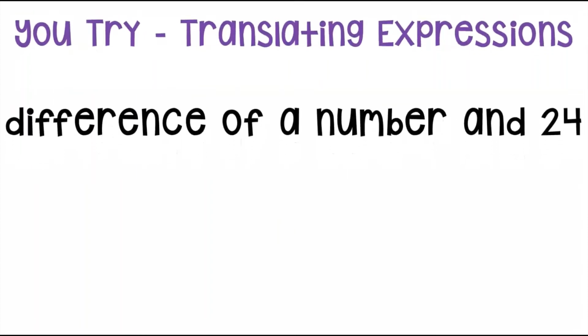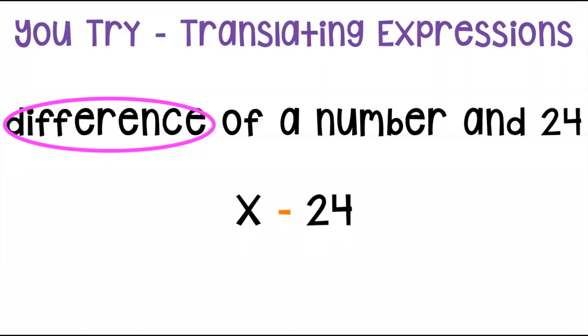All right, try this one. The difference of a number and 24. What's our keyword here? It's difference. Difference means to subtract. And when you see the words difference or sum or product or quotient at the beginning of an expression, typically that means we're going to go right in order. So if it's the difference of a number and 24, we'll put the number first and we'll subtract 24.